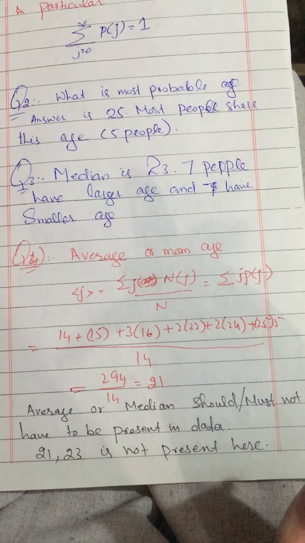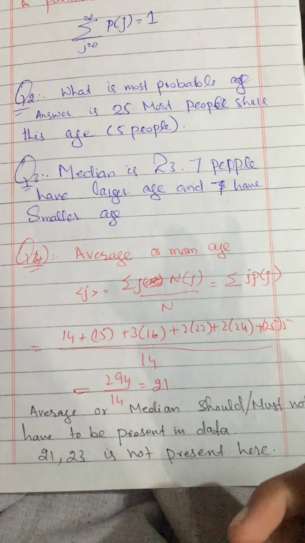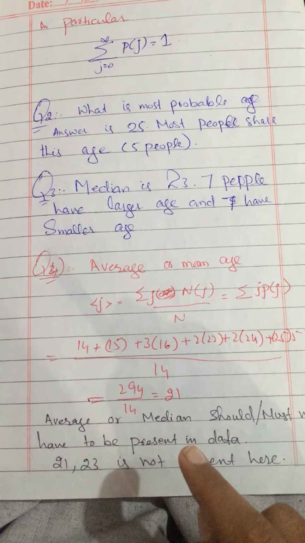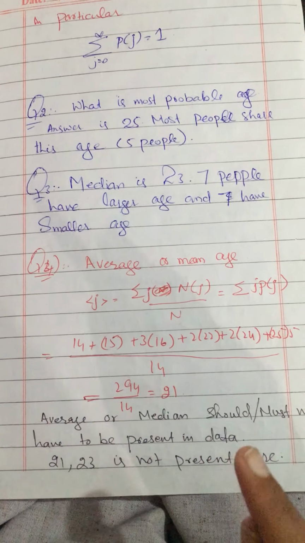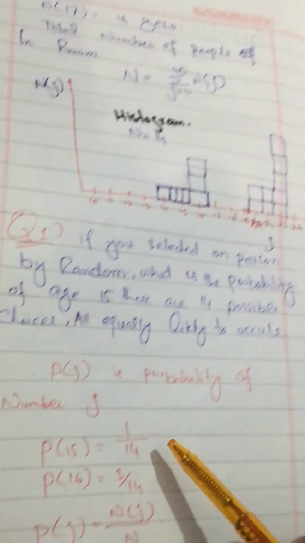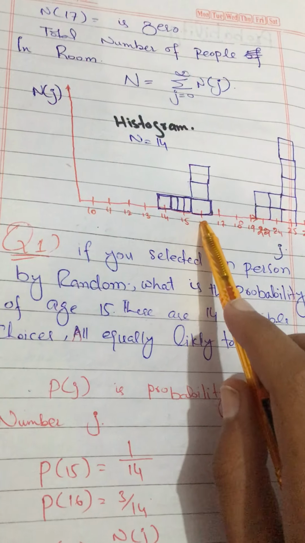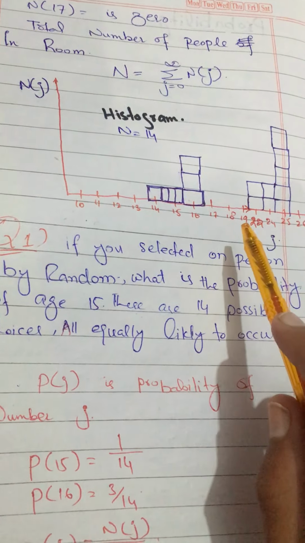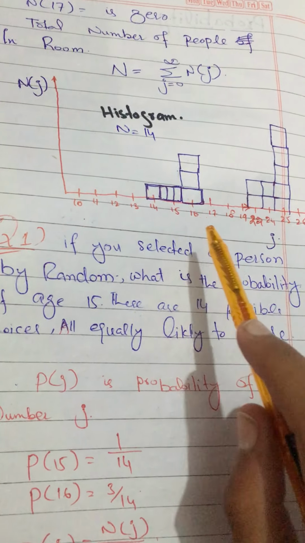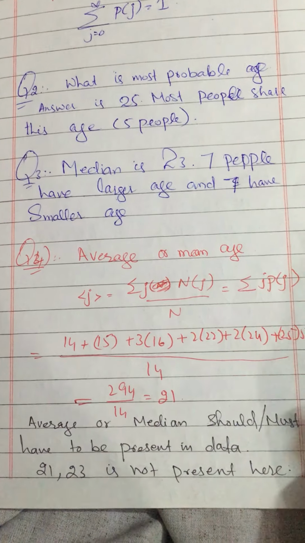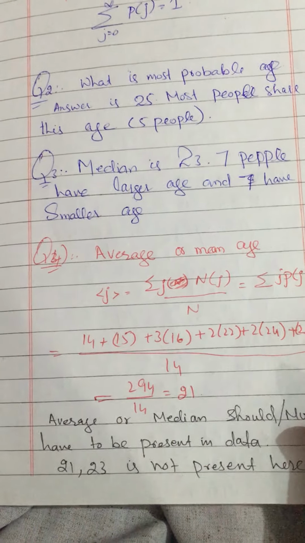So here is a point: it is not necessary that the average or the median must be a number that is present in our data. Here the average is 21, and 21 is not present in our data. Some people have age 16, some have 14, some have 15, but no people have the age 21. So it's not necessary that the average must be present in the data.